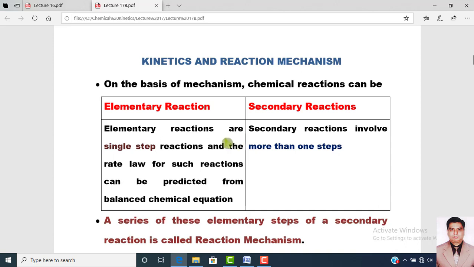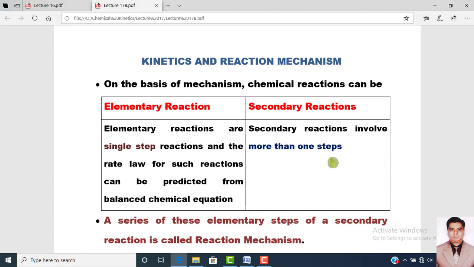Elementary reactions are single-step reactions, and the rate law of such reactions can be predicted from the balanced chemical equation. But secondary reactions involve more than one step. So you can say the main difference between elementary and secondary reactions is that elementary reactions are single step, while the secondary reactions complete in more than one step.